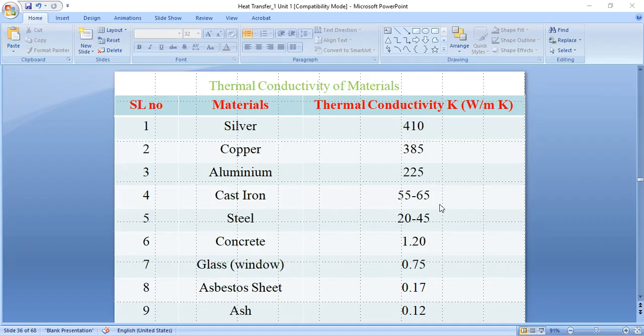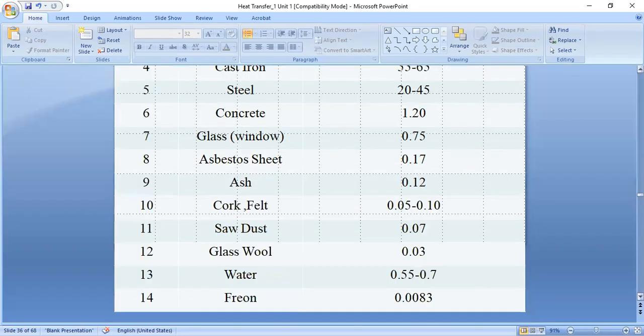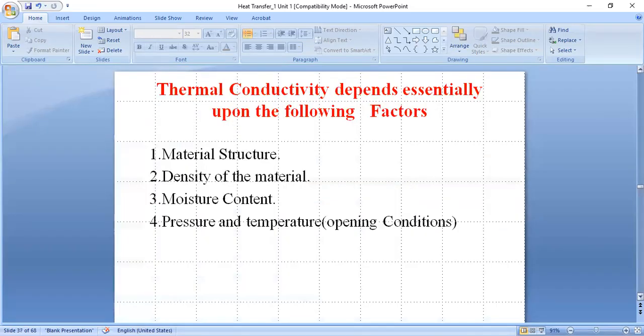Cast iron 55 to 65 watt per meter Kelvin. Steel 20 to 45 watt per meter Kelvin. Concrete 1.20 watt per meter Kelvin. Glass 0.75 watt per meter Kelvin. Asbestos sheets 0.17 watt per meter Kelvin. Ash 0.12 watt per meter Kelvin. See here, cork felt is 0.05 to 0.10, sawdust 0.07, glass wool 0.03, water 0.55 to 0.7, Saran 0.0083. This is the thermal conductivity of the materials.